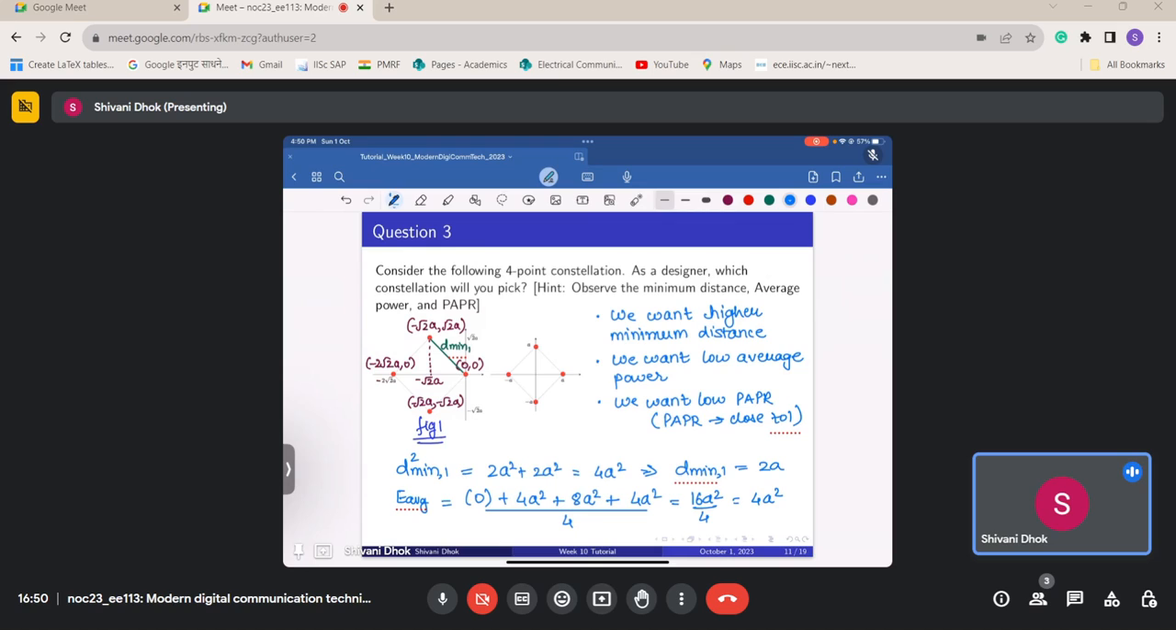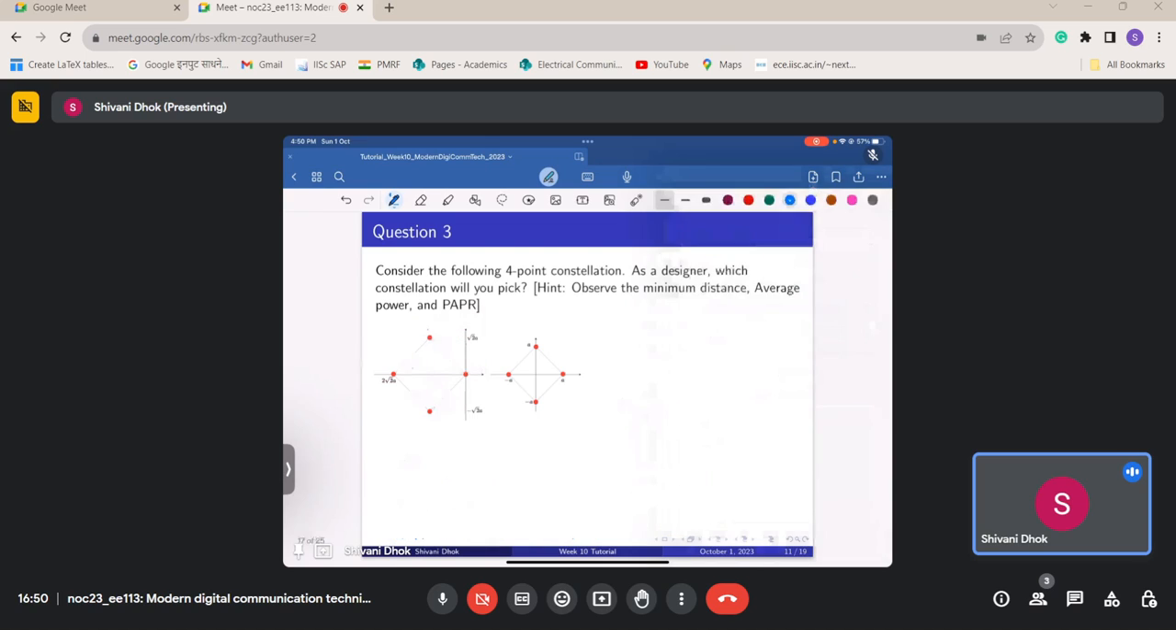And next thing that we need to do is find PAPR. If you observe carefully, the highest power is this 8a square, which corresponds to this particular constellation point. So the peak power that we have is this 8a square, and the average power that we have is this 4a square. And PAPR is basically the ratio of this peak power by this average power. So this PAPR is equal to 8a square upon 4a square, which is equal to 2, which is definitely higher than 1. So this is for constellation 1.